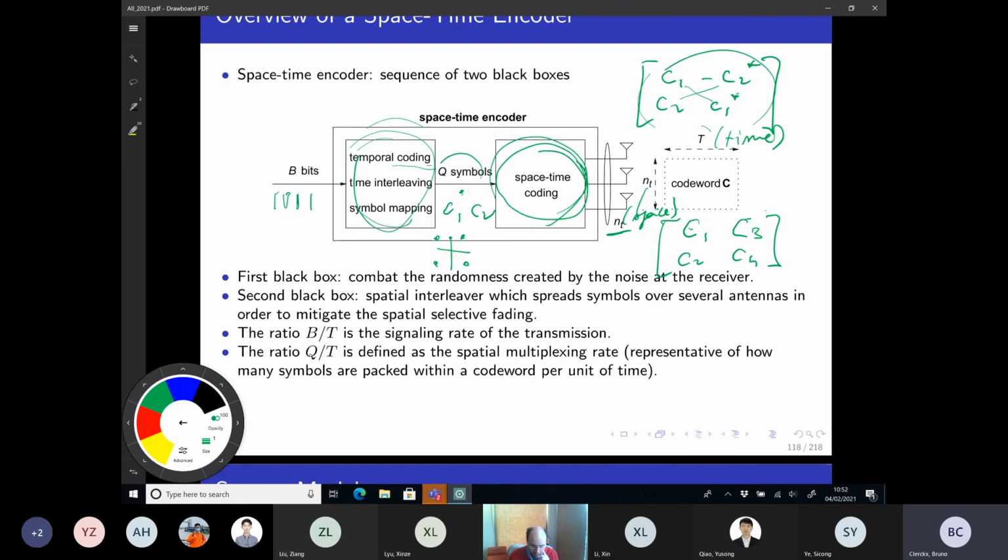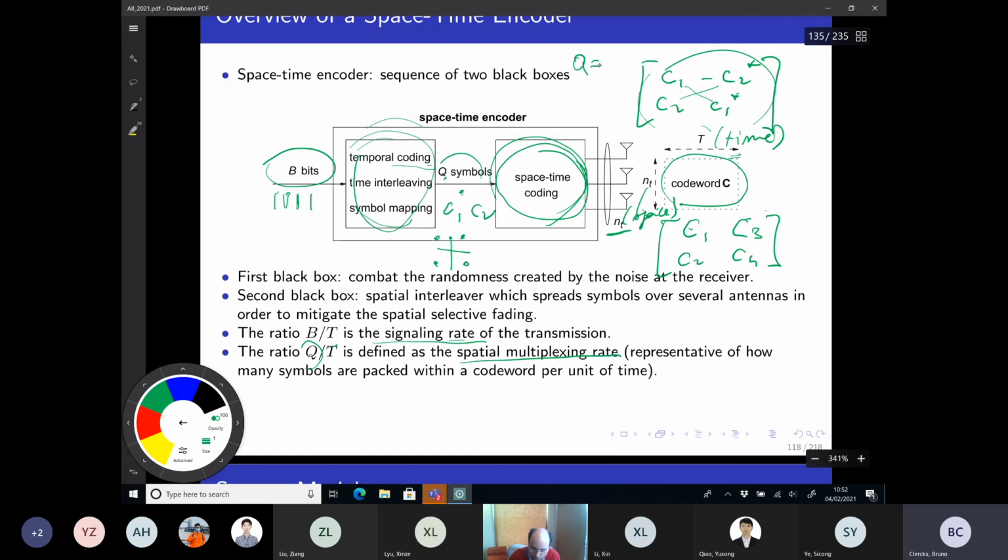Now, what is important here is to understand that if you have B bits of input and you have T symbol durations, the ratio B over T is your signaling rate. So if you increase that, it means that per unit of time, you transmit more bits of information, right? Now, I'm also going to look at the spatial multiplexing rate, which is not exactly the same as the multiplexing gain. It is the number of symbols Q that you map in T symbol durations. So it means how many symbols Q you map in code C.